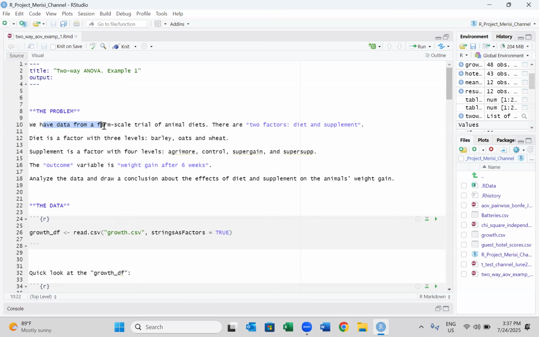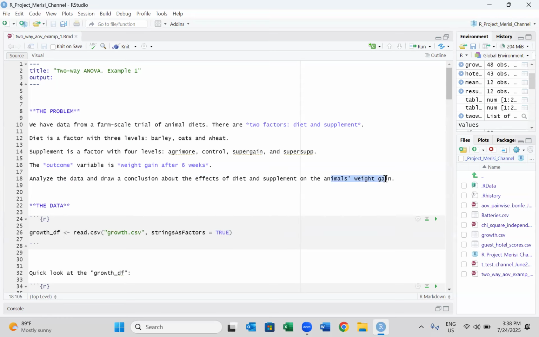All right, what problem are we trying to solve here? Here we have data from a farm scale trial of animal diets, and we are studying two factors, the diet and the supplement. We are studying three diets, barley, oats, and wheat, and four supplements, Agrimore, Control, Super Gain, and Super Sub. The outcome variable of interest is the weight gain after 6 weeks. And what we want to find out is the possible effects of diet and supplement on the animal's weight gain. That's the outcome, animal's weight gain.